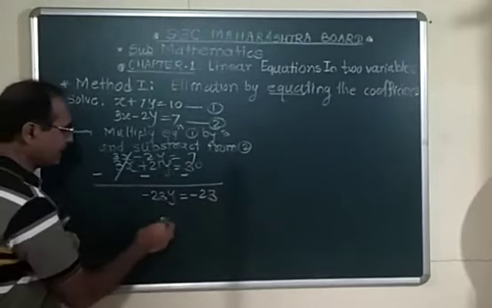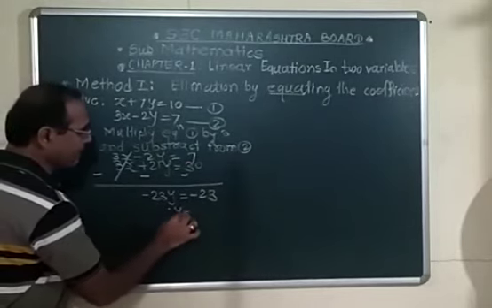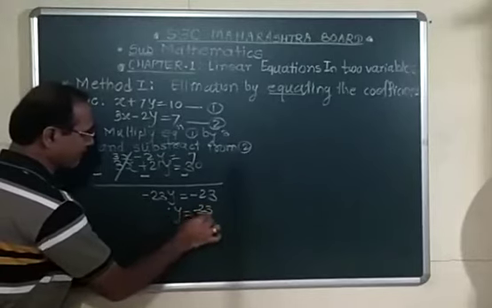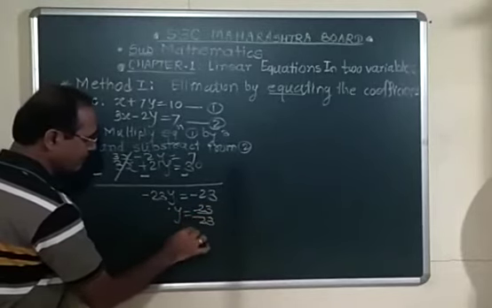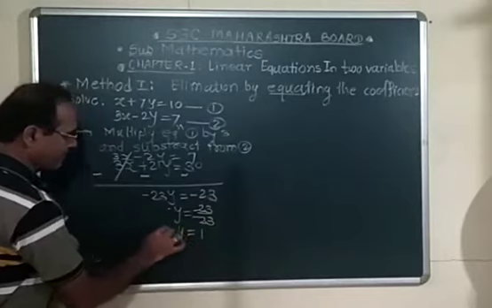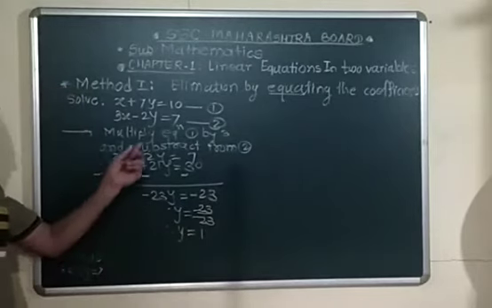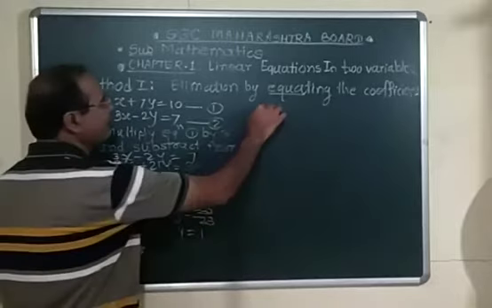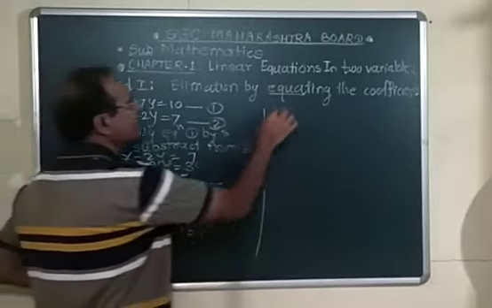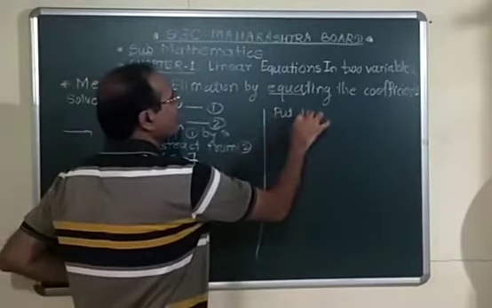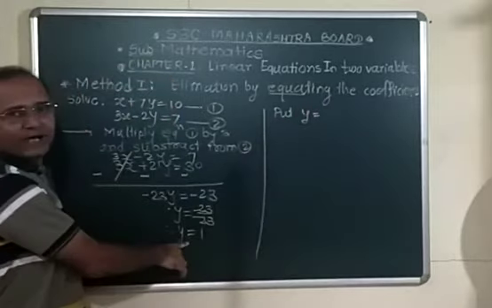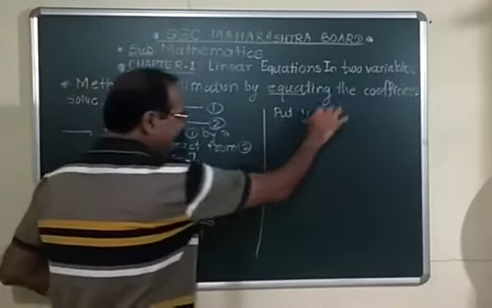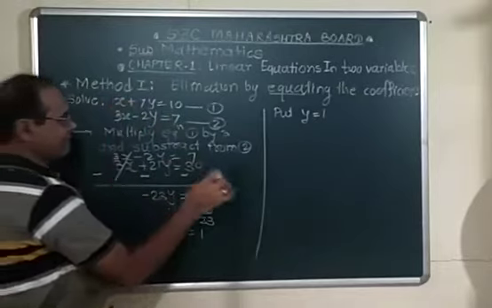Now carry this minus 23 to the right. You get minus 23 upon minus 23. The value is plus 1. Now you have eliminated variable x. Now put the value of y. What is the value of y? y is 1. And put this y in equation 1.